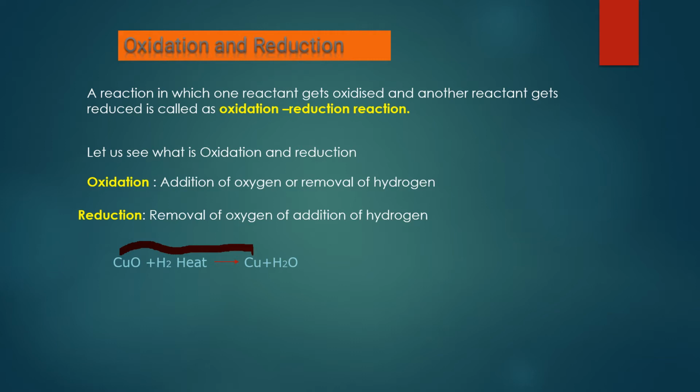Now when CuO, that is copper oxide, has got reduced to copper, hydrogen H2 is called as the reducing agent here. Whichever is the other reactant which is causing the reduction is called as the reducing agent. Now let us see what has happened to H2. H2 has got oxidized to H2O. Hydrogen has got oxidized to water. And copper oxide is the oxidizing agent.